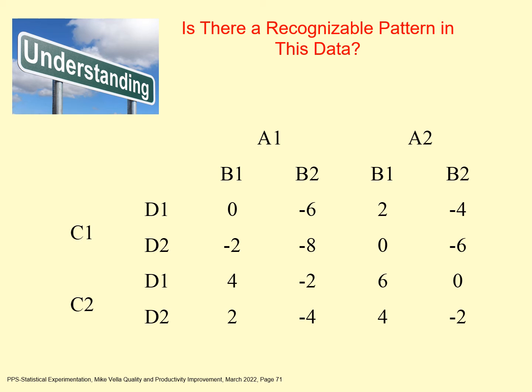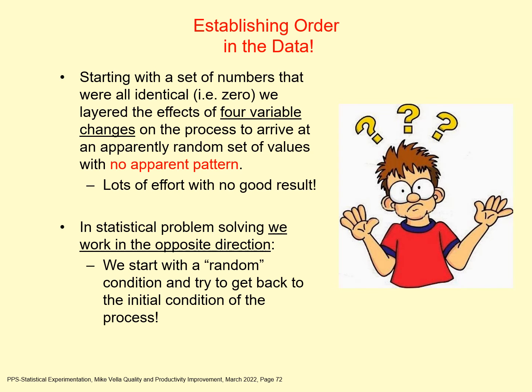So here is our results, and the question is, can you see a recognizable pattern in the data? The answer is no. So we've gone ahead and established this experiment, and we started, if you recall, with a set of numbers that were all identical, all zeros. And we layered the effects of 4 variable changes on the process to arrive at an apparently random set of values with no apparent pattern. Lots of effort and no good results.